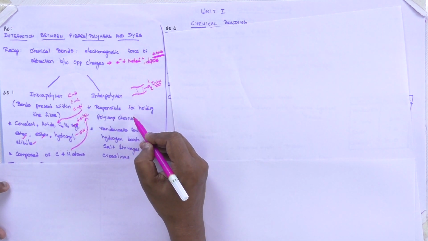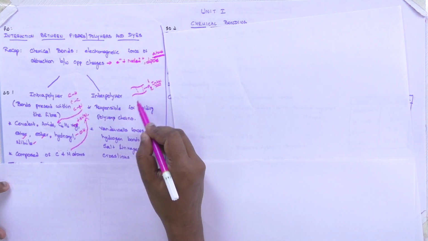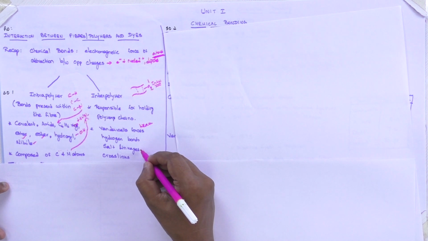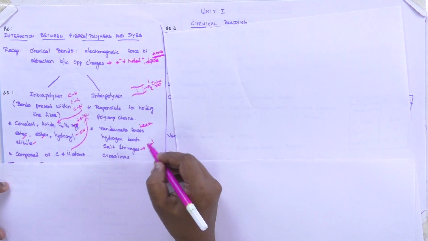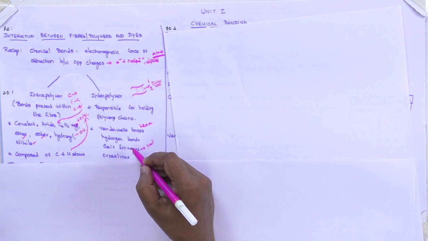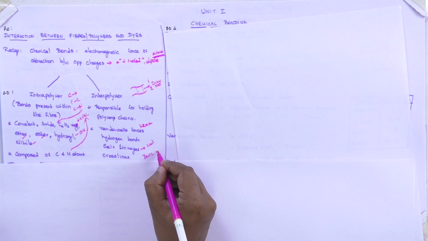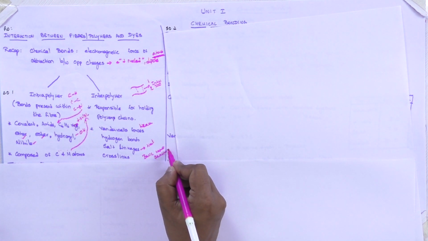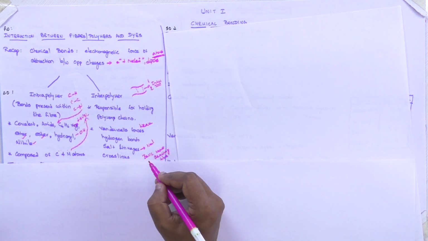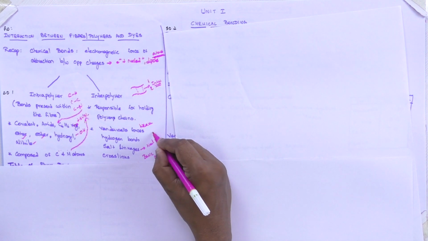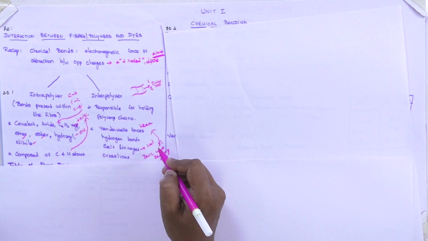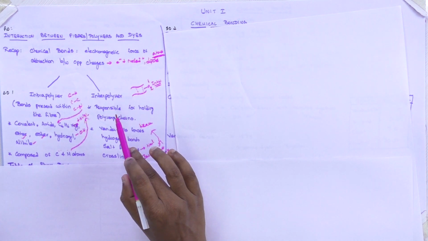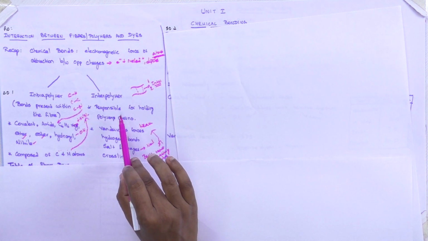Next, coming to interpolymer bonds, as I told you, they are responsible for holding your polymer chains together. Weak forces such as Van der Waals forces, hydrogen bonds, and even some salt linkages and cross links come under interpolymer bonds. So, the basic nature and reactivity of a fiber depend on the type of chemical bond formed in the fiber. It is very important that you know what type of bond is formed, whether an intrapolymer bond or an interpolymer bond.